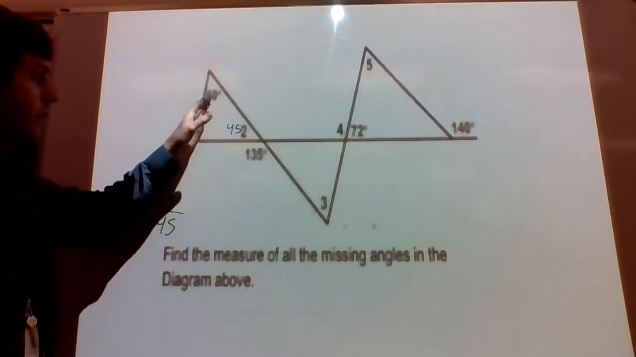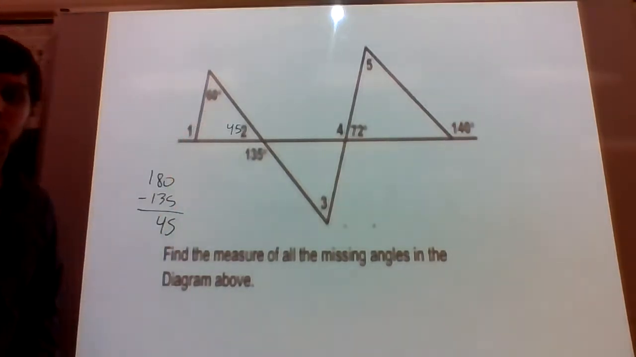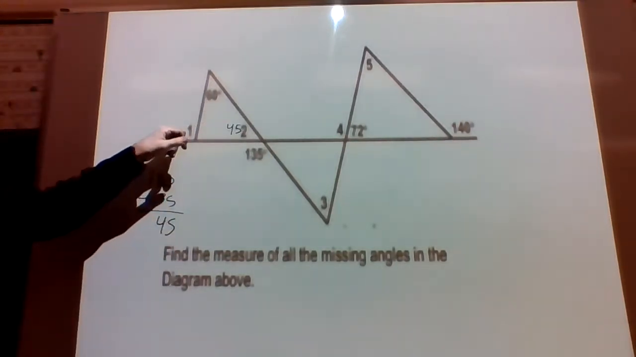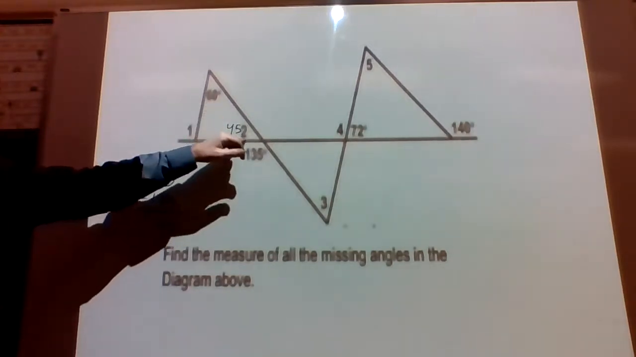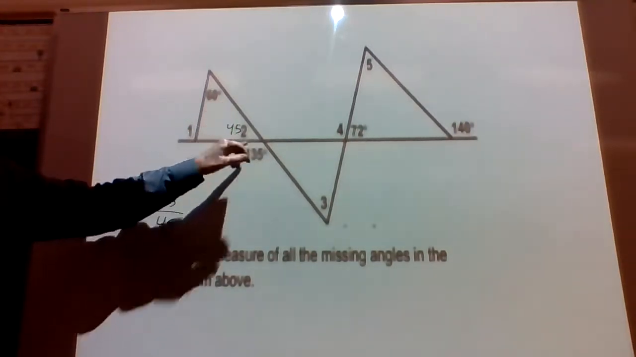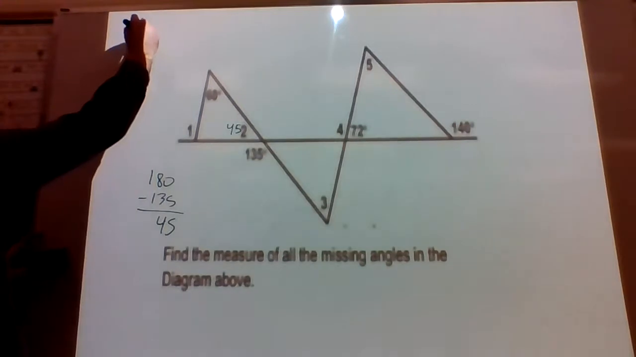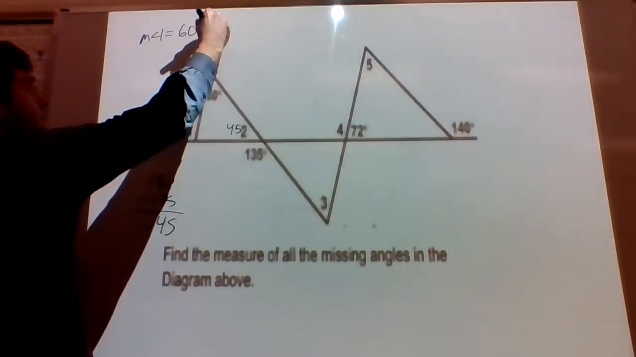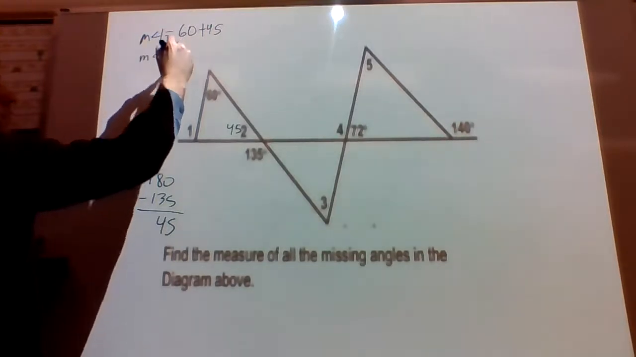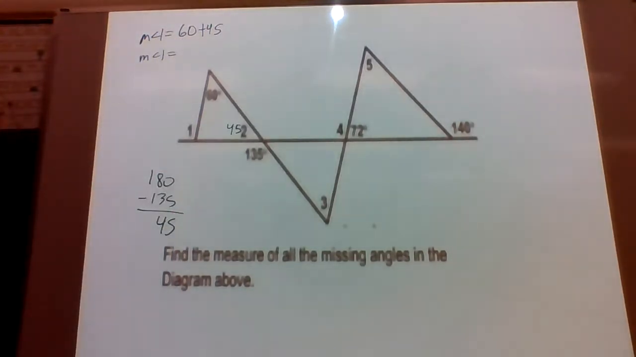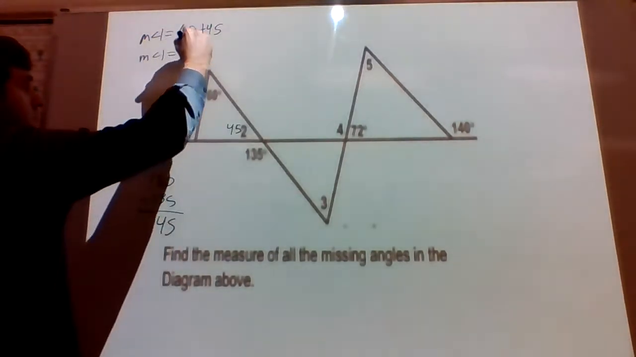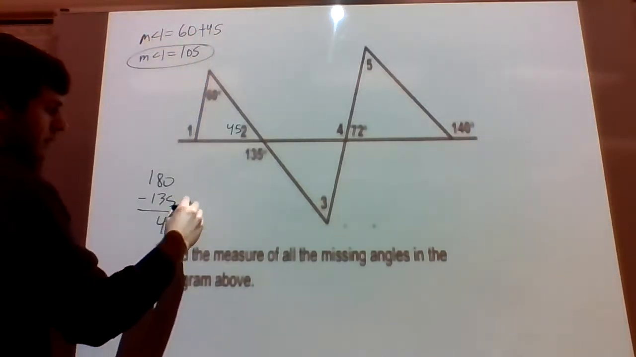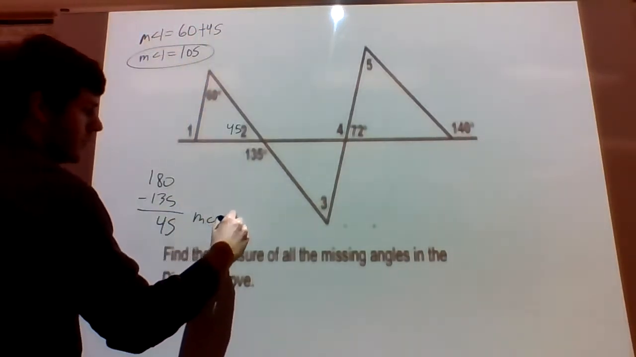We can do the three angles of a triangle add up to 180, or we can do the exterior angle is going to equal the two remote interior angles added together. So the measure of angle 1 is going to equal 60 plus 45, which is going to be 105. Okay, here we had the measure of angle 1 was 105.